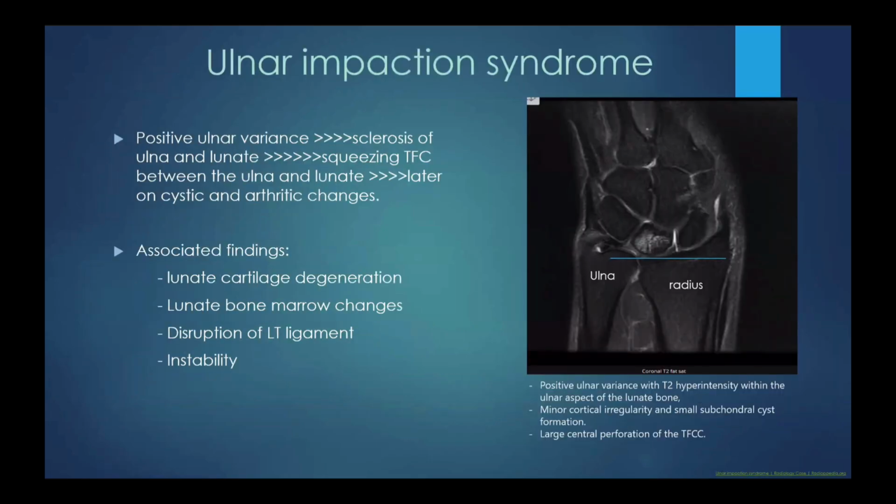This is an example of an ulnar impaction syndrome. What will happen? It extends beyond the distal radius, so it will squeeze the triangular fibrocartilage between the distal ulna and the lunate. Later on, the patient develops cystic changes and arthritic changes. Associated findings, we might see lunate cartilage degeneration or lunate bone marrow changes, disruption of the lunotriquetral ligament, and instability.